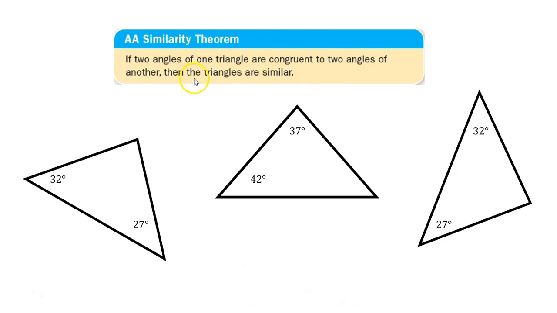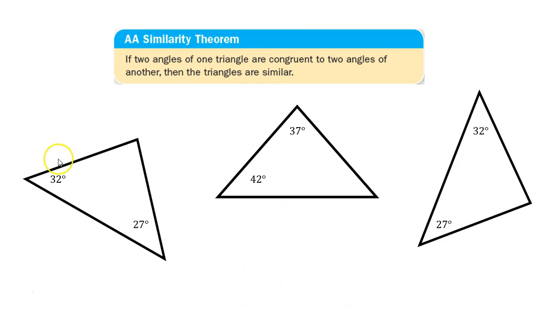And this comes from the fact that if you change the size of a figure, the angles of the figure do not change. They remain congruent to each other. So that's where this congruent comes from. It doesn't mean the triangles are congruent. It means that the angles are. And if the angles are, then the triangles are similar.